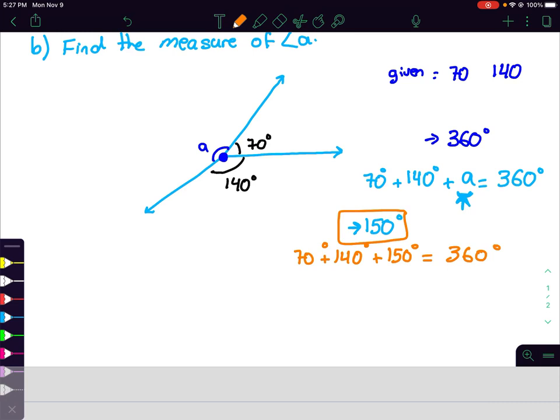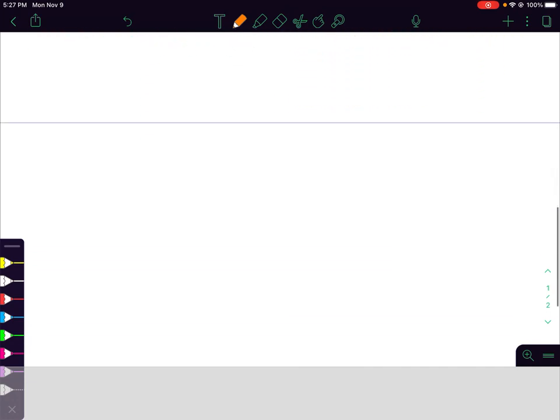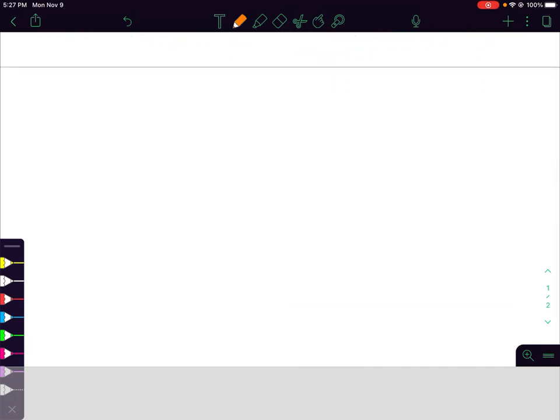So you always have to go back to the rules that I taught you in the last lesson, in the revision lesson that I was telling you. You have to memorize this because these are the rules that are going to help you solve the problems. Another example.